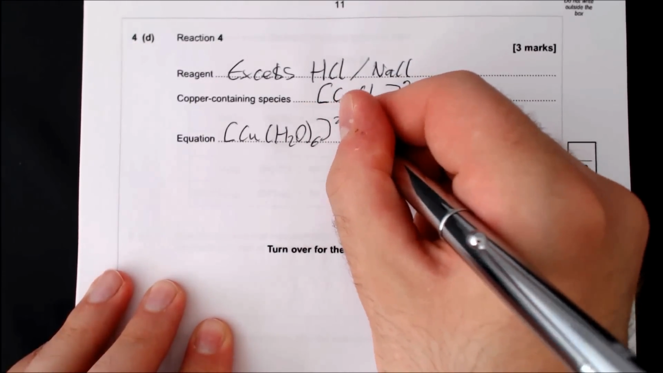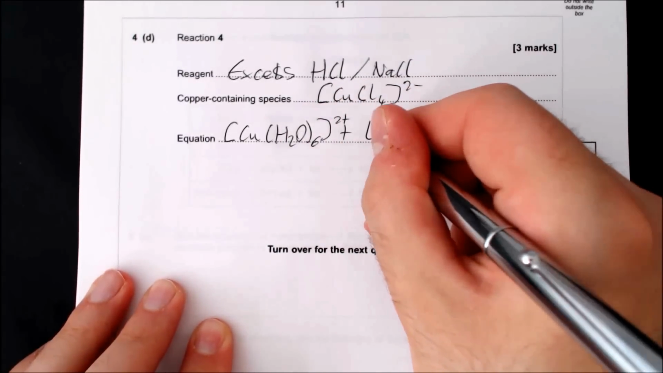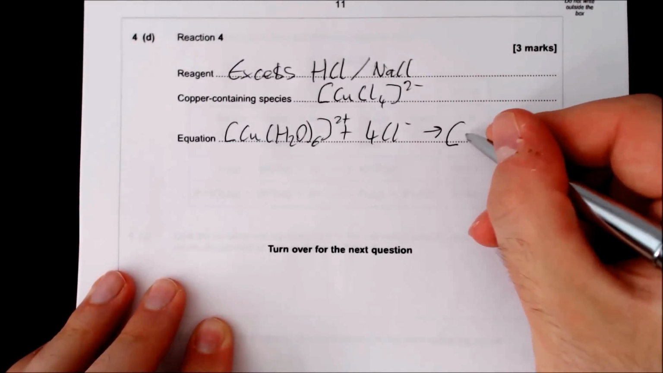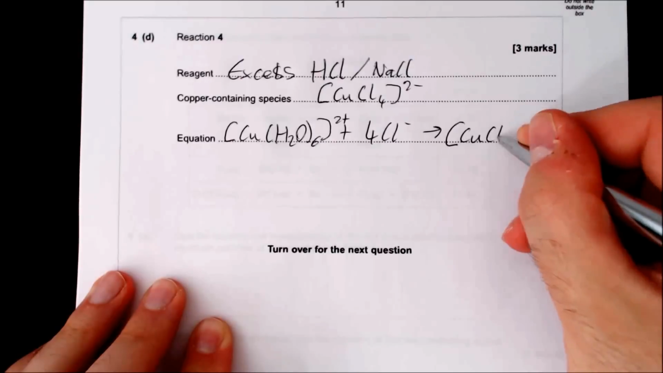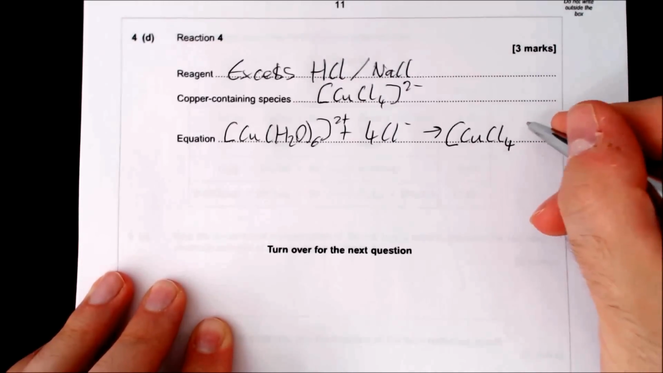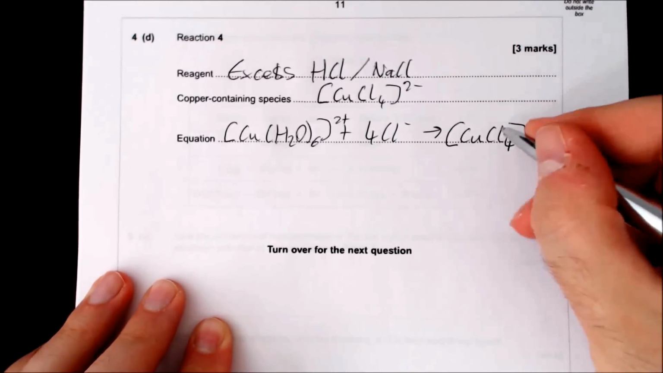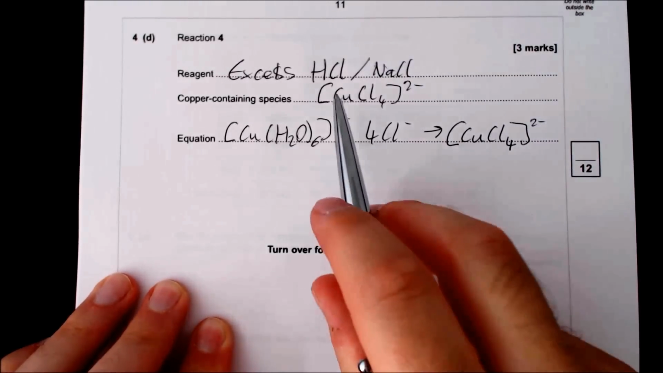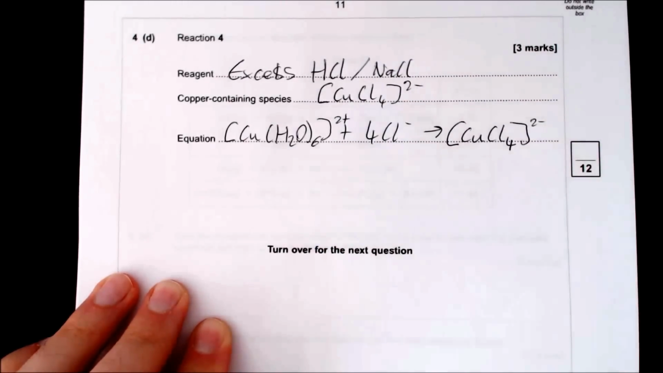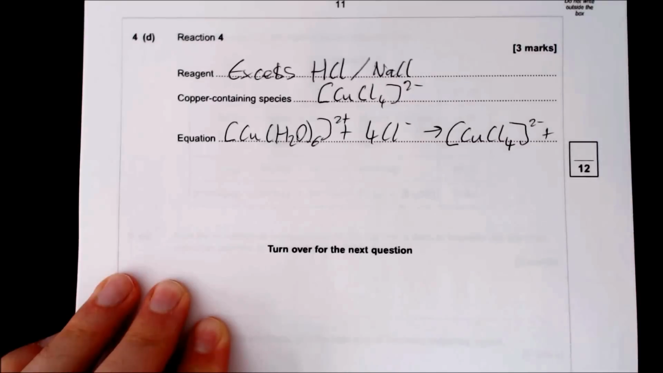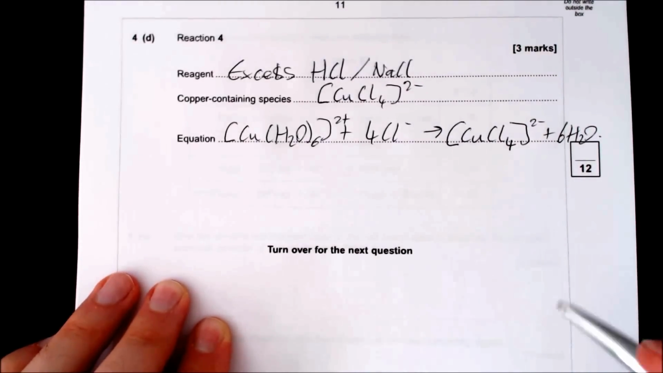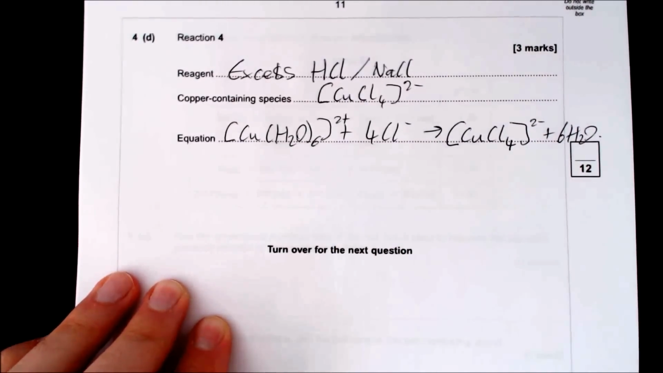That's going to be 2+ charge on the top there, plus your 4Cl minus, and that will form obviously your copper chloride, CuCl4 2-, because remember each chlorine has a negative charge. The copper's 2 plus, so if we have 4 of these, we end up with a 2 minus charge, which is obviously soluble. And then obviously we've displaced all of the waters from our complex there, so that's going to be 6H2O.